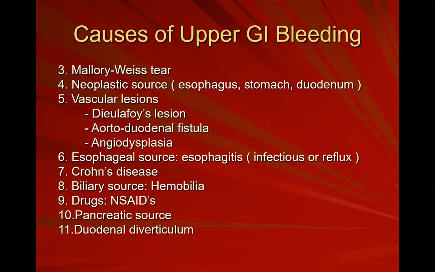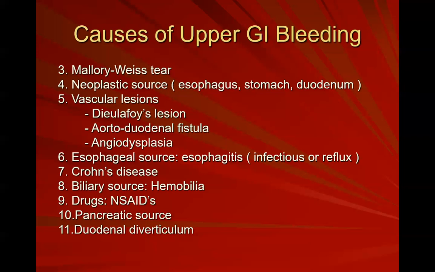Esophageal sources like esophagitis, as we discussed earlier. Crohn's disease is an inflammatory bowel disease. Usually it's causing lower GI bleeding. However, it can affect the gut anywhere from the mouth to the anus, right? So it can also be a source of upper GI bleeding.